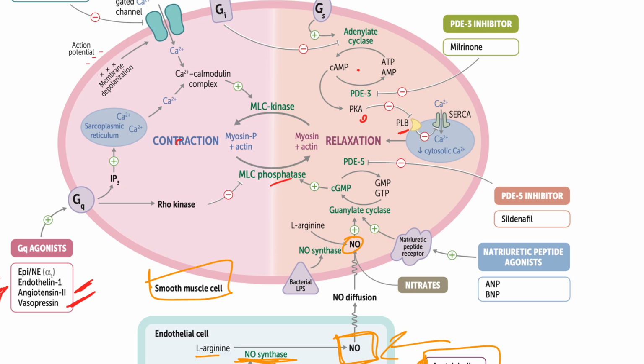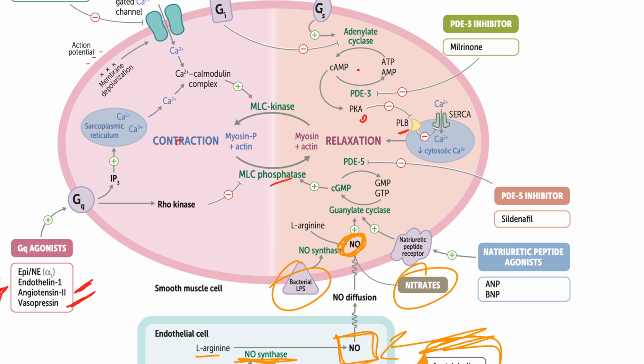Now you can get that nitric oxide directly within the smooth muscle if you give nitrates from outside, right? Or the other way is bacterial LPS, lipopolysaccharides, which also release that enzyme, nitric oxide synthase, which forms nitric oxide within the muscle cell. So just remember all of these factors, nitrates or bacterial wall or LPS, they're all giving us nitric oxide.